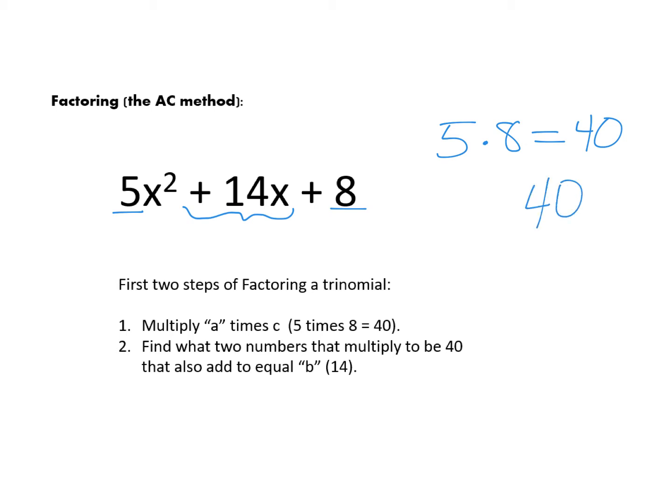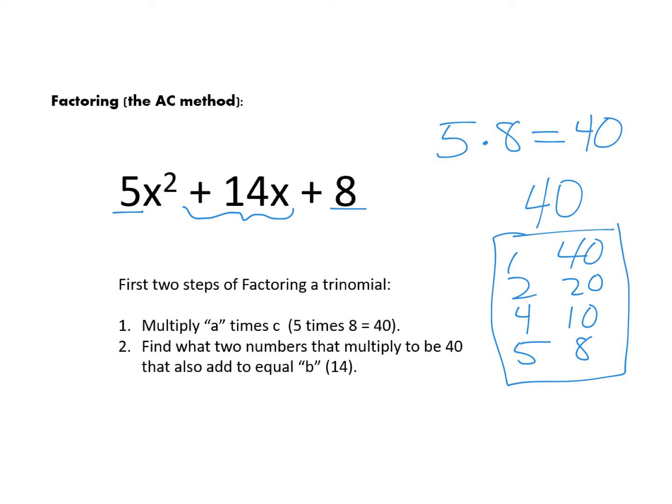So I'm going to do 40, and I'm going to say, okay, that's 1 and 40, 2 and 20, not 3, 4 and 10, yes, 5 and 8, not 6, not 7. Okay, I'm done. Which pair there would add up to 14? Well, if you said 4 and 10, you are correct. Now, from there, I'm not done, but I wanted you to see that part first as we get into this.